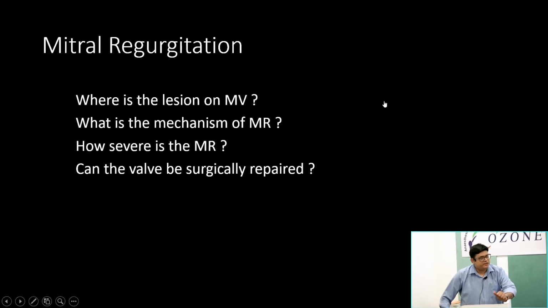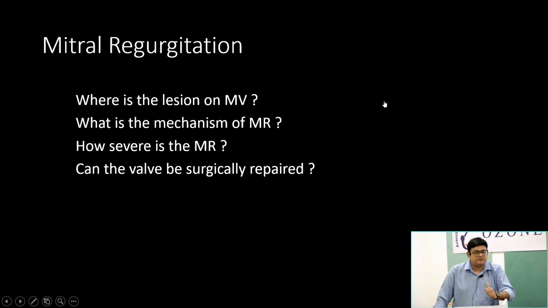So going to the discussion of the mitral regurgitation, whenever we have mitral regurgitation, we are faced with 4 questions. Where is the lesion on the mitral valve? What is the mechanism of the mitral regurgitation? Once we define that, how severe is the MR, and how can we help the surgeon, whether in saying that the valve can be repaired or not. So where is the lesion on the mitral valve? We can find out from all these maneuvers which we have done till now.